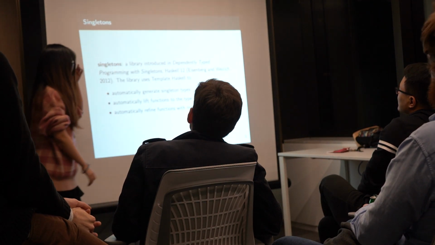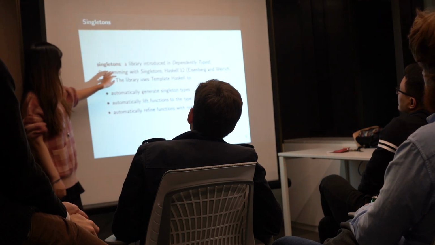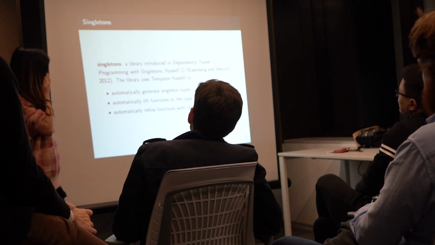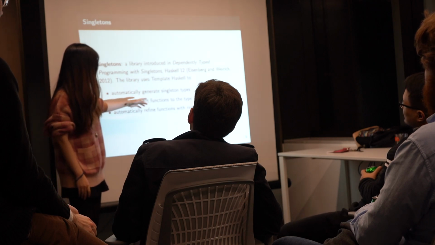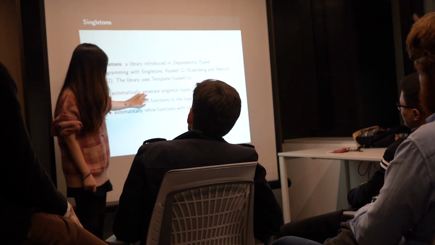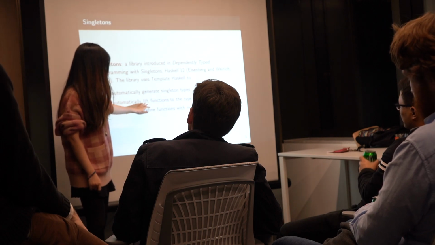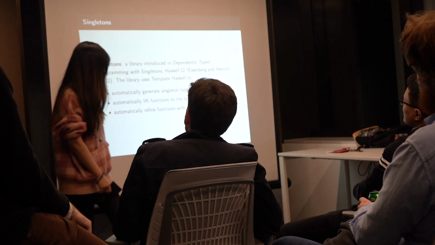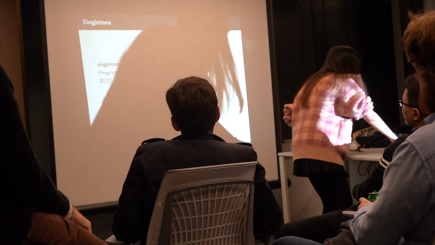So the singleton library is introduced in one paper in Haskell 12. This library uses Template Haskell to automatically generate those kinds of duplicated things for you, like the singleton types, like the type families, and those kinds of types. So we can rewrite this example using singleton Haskell.